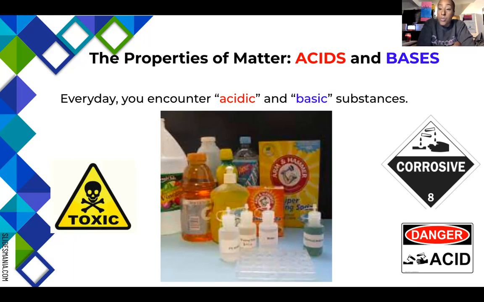So, if ever you are handling household products, it's very important that you remember that they can be dangerous, and most of the time they're either acids or bases. So you should be wearing gloves and protecting yourselves.